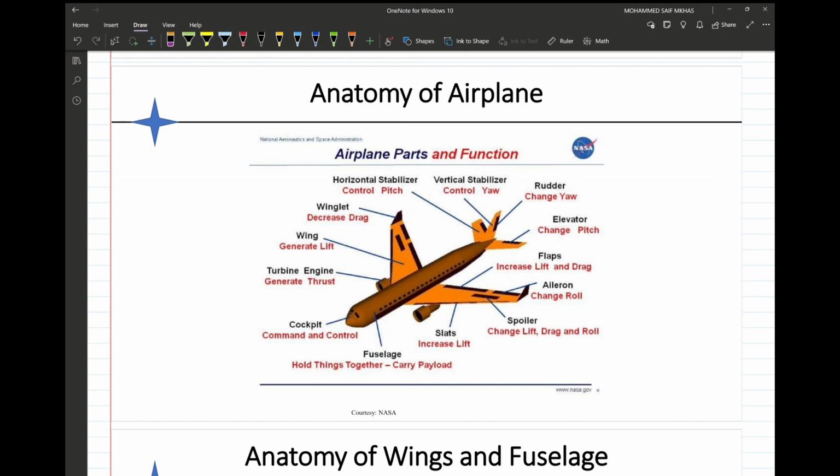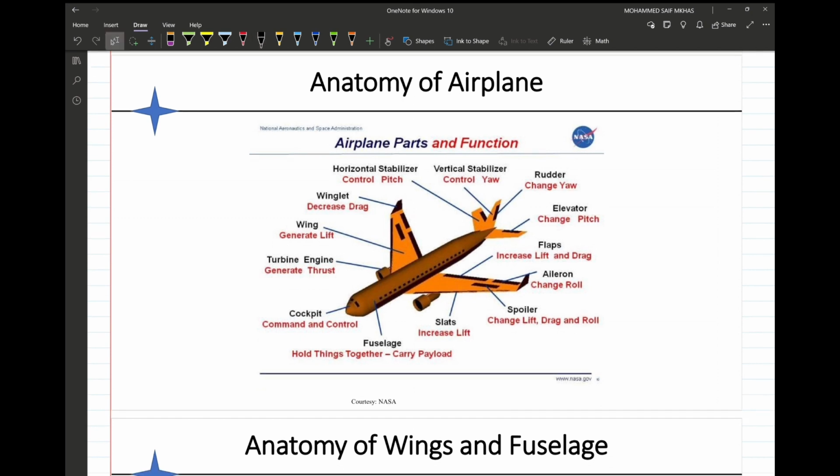And there is the cockpit, which is the front end of the fuselage itself. And we also have the fuselage, which is the main part of the airplane, which carries the package or the payload or whatever. And we have the turbine engines, the wing itself, and the winglet.